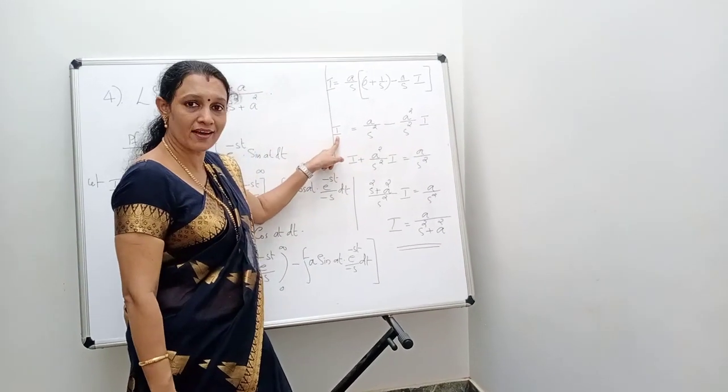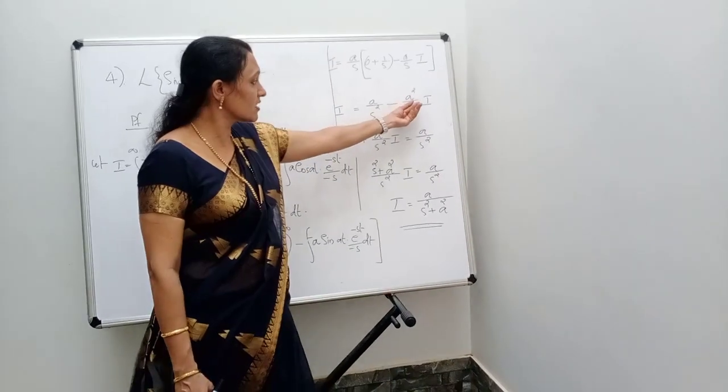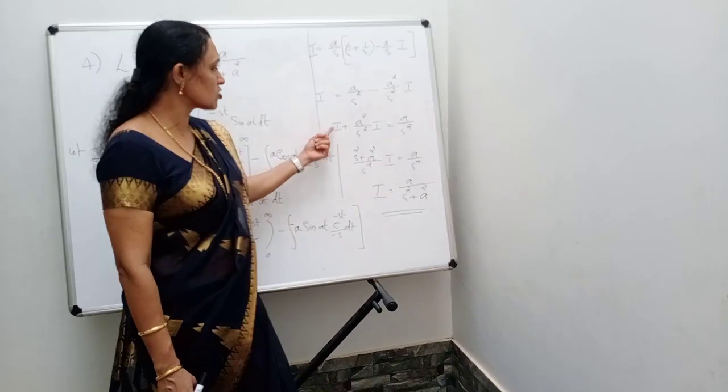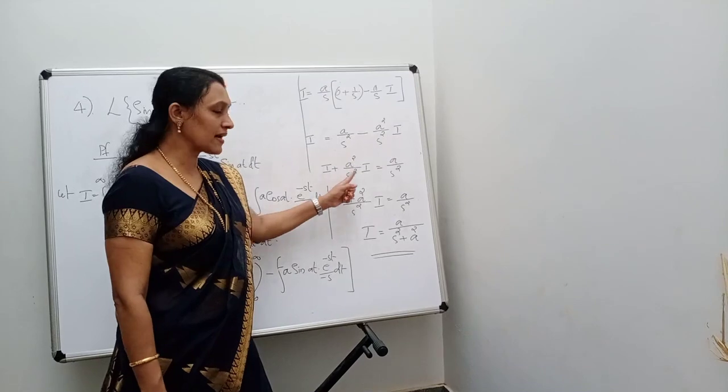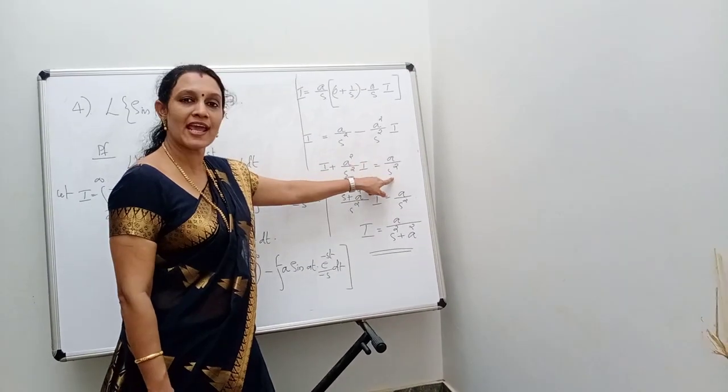We started with I, right? Now you take the term containing I to the left-hand side. So I plus a square by s square I is equal to a by s square.